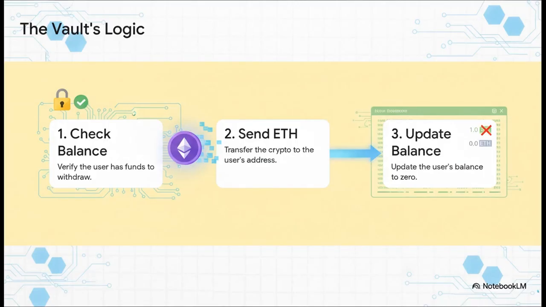When you want to make a withdrawal, the vault follows a clean, three-step plan. Step 1, it checks your balance. Do you have the money? Yes? Cool. Step 2, it sends you the Ether. And Step 3, it updates its own records to set your balance to 0. Check, send, update. Seems totally secure, right?